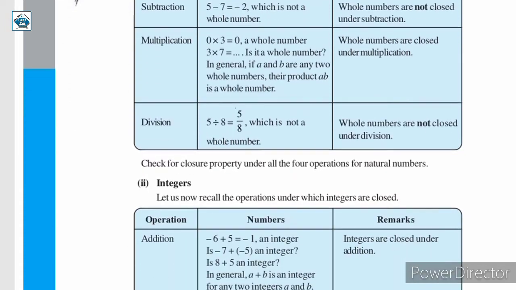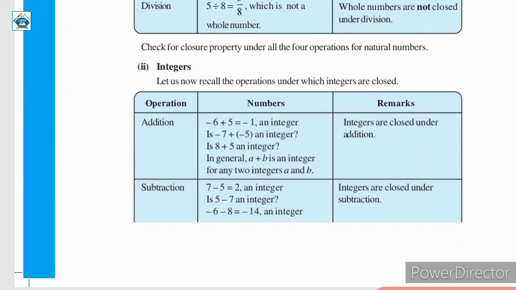Next, let us discuss the closure property for integers. First operation is addition. Now consider minus 6 plus 5. You know the answer is minus 1. So it is an integer. So in general we can say that if a and b are two integers, a plus b is an integer.